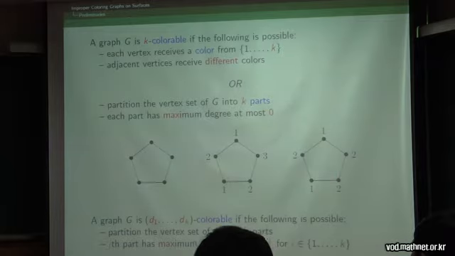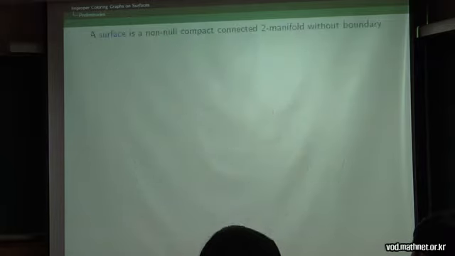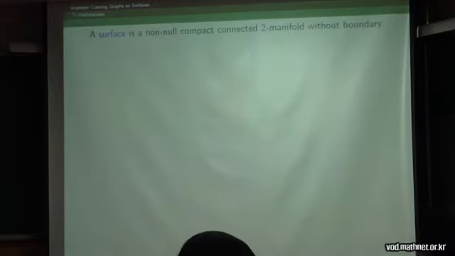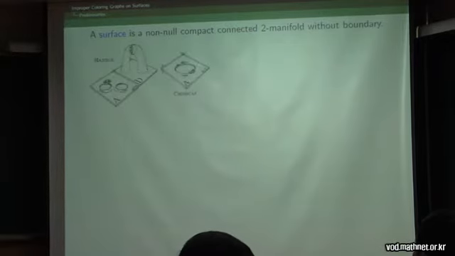Because the title is Improper Coloring Graphs on Surfaces, I'm going to explain what a surface is. A surface is a non-null, compact, connected 2-manifold without boundary. But whenever I see that definition, I don't like it because it's too continuous. I don't like anything that involves manifolds and compactness. So I'm going to describe a surface in a combinatorial way.